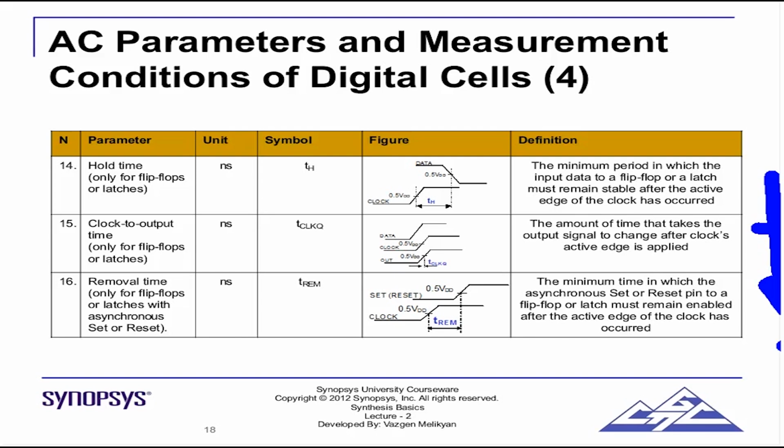The clock to output time is TCLTQ. It is the amount of time that it takes the output signal to change after the clock active edge is applied. So after the clock's active edge comes, whenever the output changes, this difference is called the clock to output time.